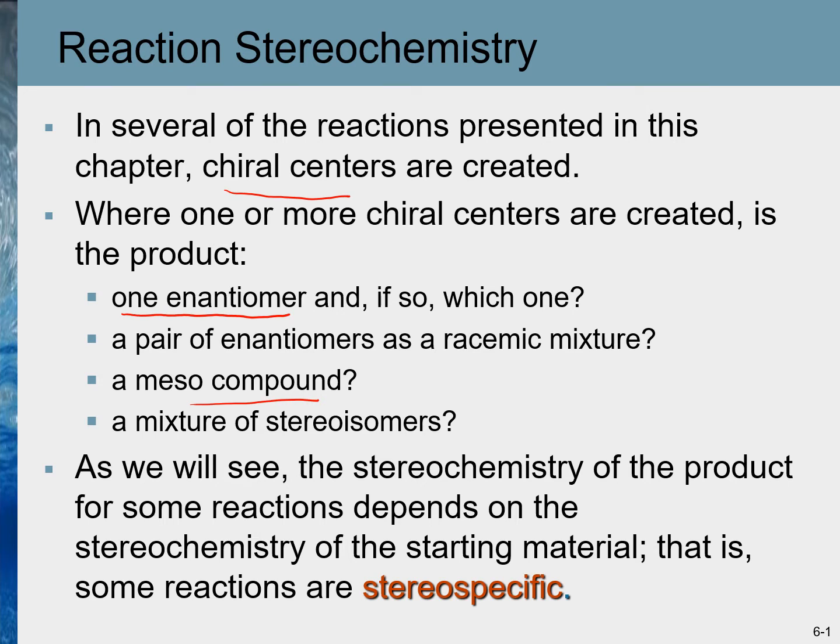As we will see a little while later, the stereochemistry of the product for some of these reactions depends on the stereochemistry of our starting material, which is the alkene. So some of these reactions are called stereospecific. A stereospecific reaction means that if we start with a certain stereochemistry of a starting material, we will get only a certain specific stereoisomer as a product. Those kinds of reactions are known as stereospecific.